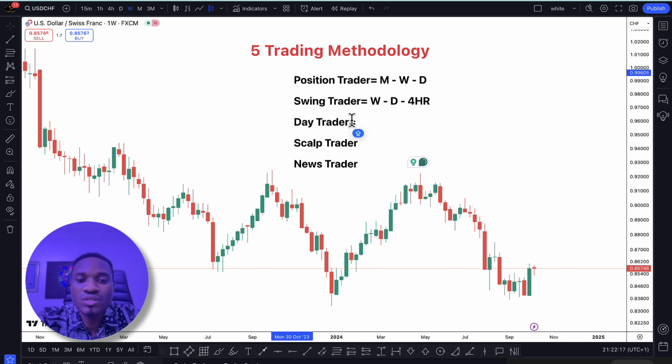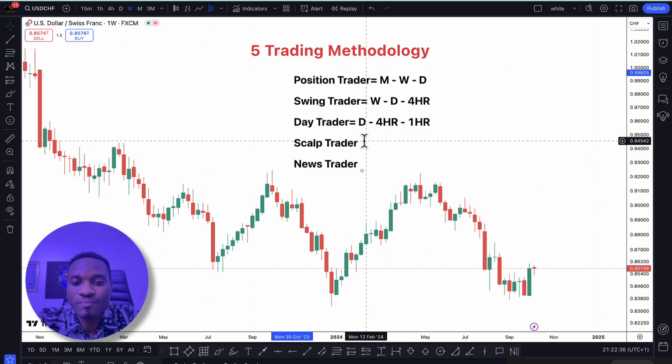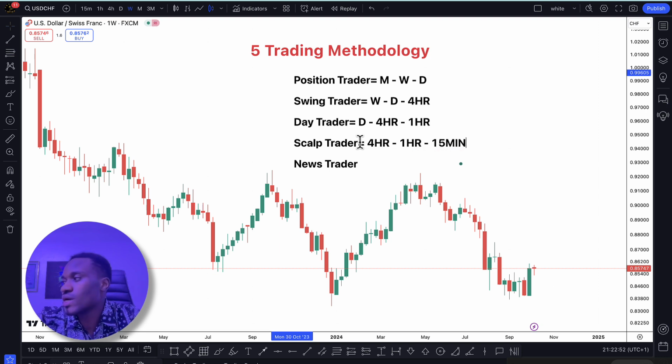The next one here is the day trader. The day trader, just as the name implies, will start the analysis from the day chart, and from the day chart to the 4-hour chart, from the 4-hour chart all the way to the 1-hour chart. That is the day trader. Now, for the scalper, a scalper will start the analysis from the what? From the 4-hour chart and progress to the 1-hour chart, and then to the 15 minutes chart, right? So that is what we have.